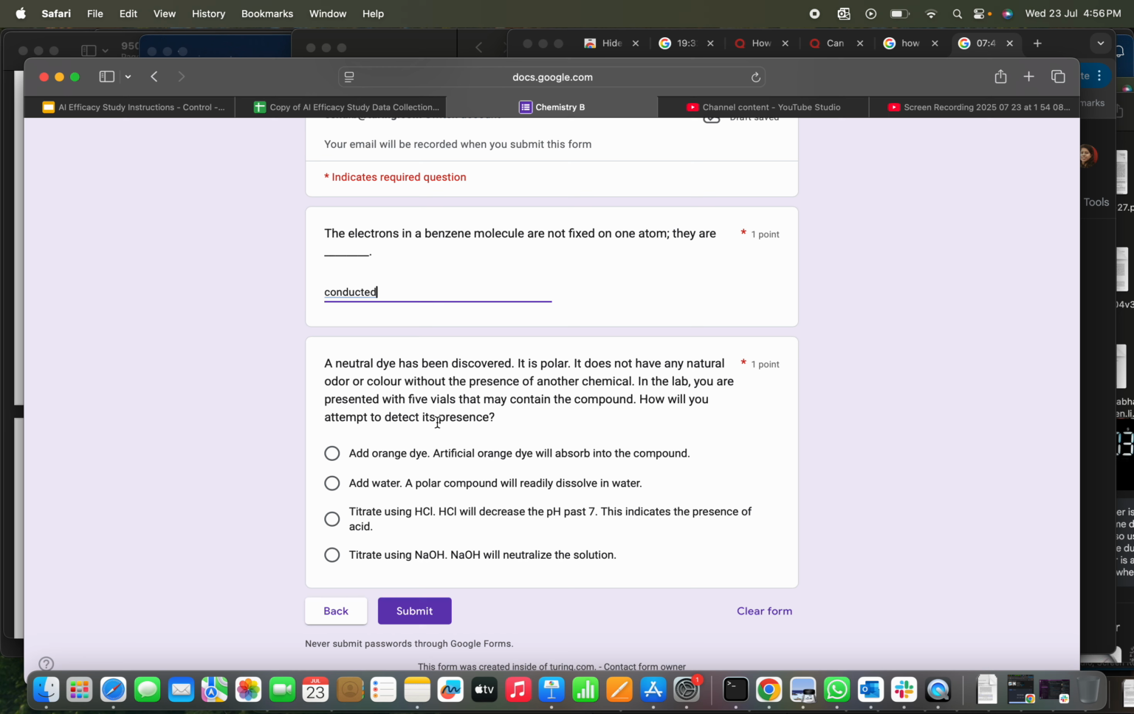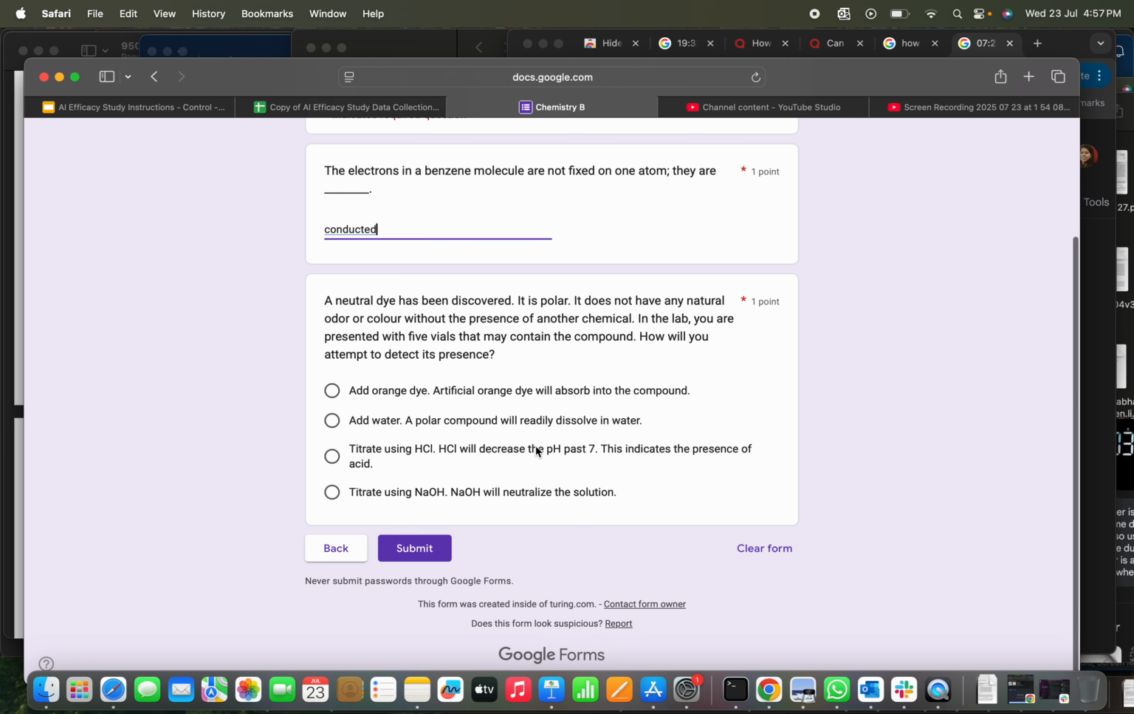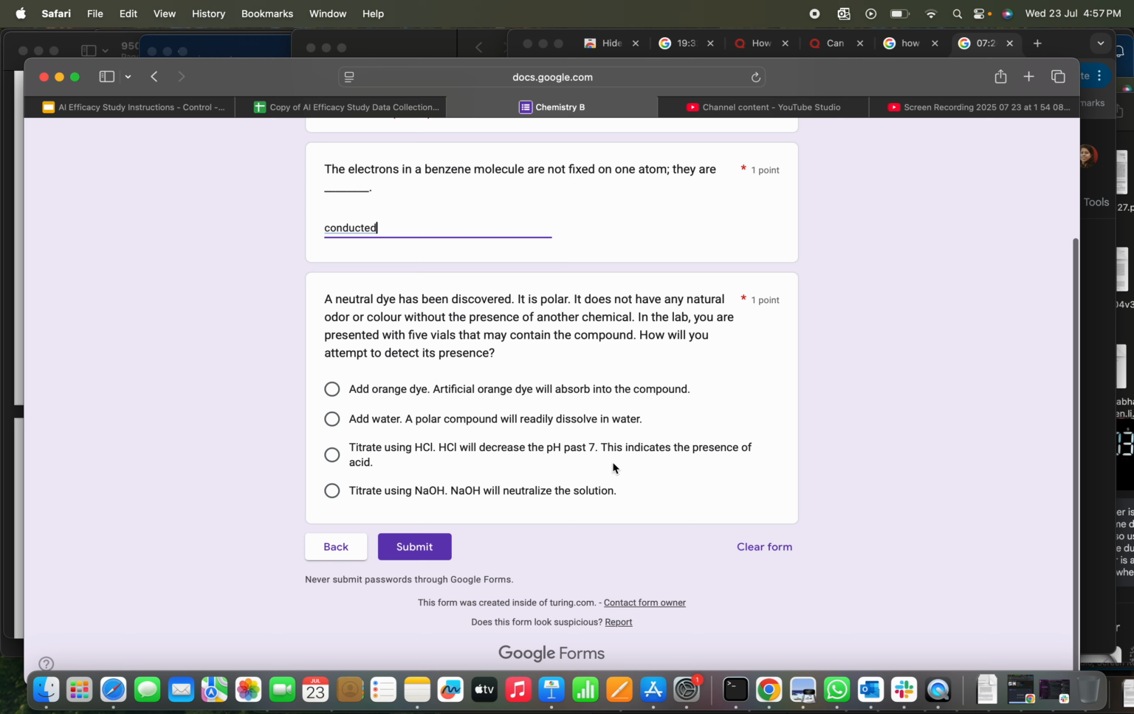A neutral dye has been discovered as polar. It does not have any natural odor or color without the presence of another chemical. In the lab, you are presented with 5 vials that may contain the compound. It's polar. How will you add orange? The artificial dye will absorb into the compound. Titrate using it, so it's a polar molecule. That's the only statement that talks about the polar nature.